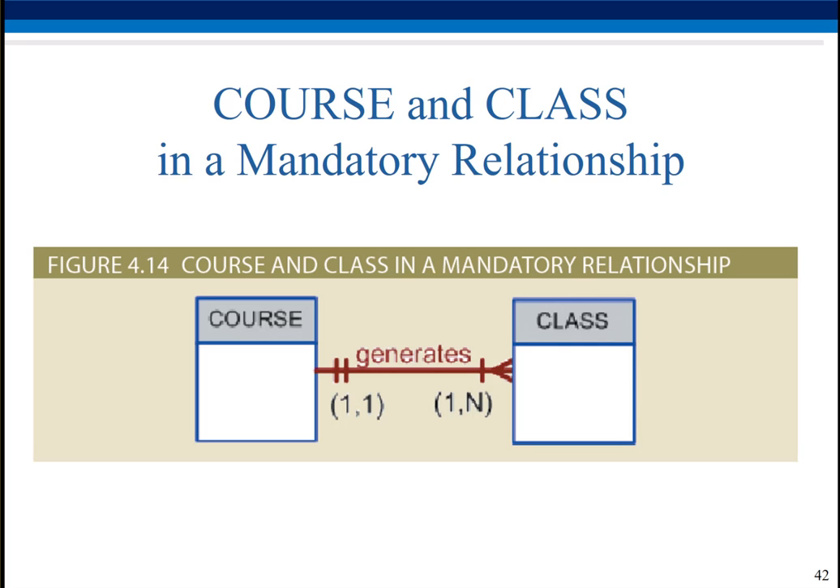Again, same thing, course and class, mandatory relationship. If it's mandatory, it's going to say one. So a course generates a class. So in this particular case, the business rule says you can't have a course without creating a class. Again, the business rules are the ones that are going to determine whether or not you can choose that.